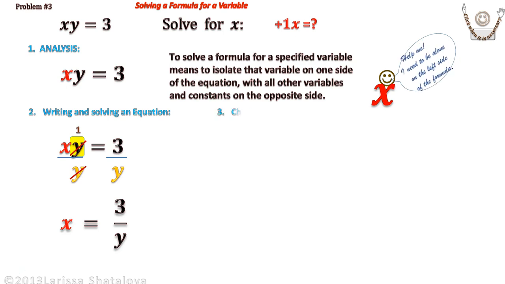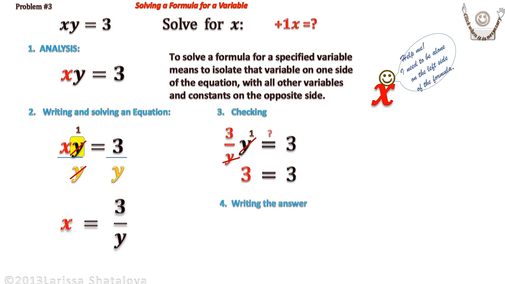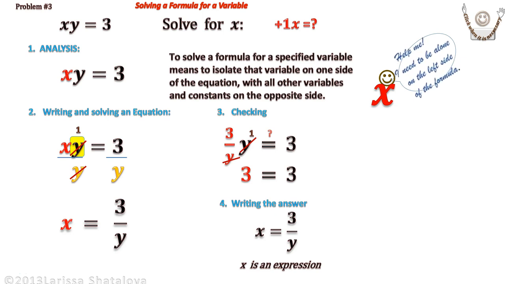And checking. Let's do it. Let's replace x by expression 3 over y and check, is left side equal to right or not? Y divided by y is 1, so 3 equals 3. Yes, that's correct. Now writing the answer. X is 3 over y, and x is an expression. This is what we expect because the request was solve for x, solve formula for variable.